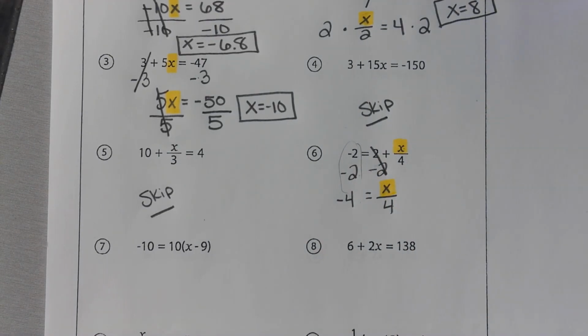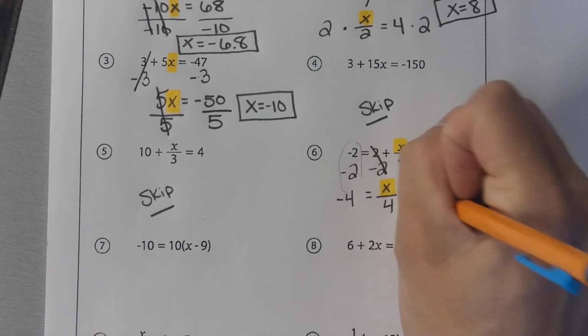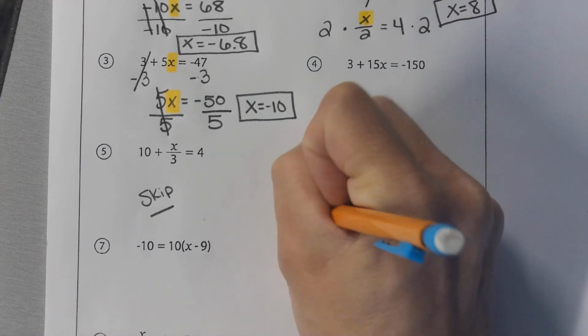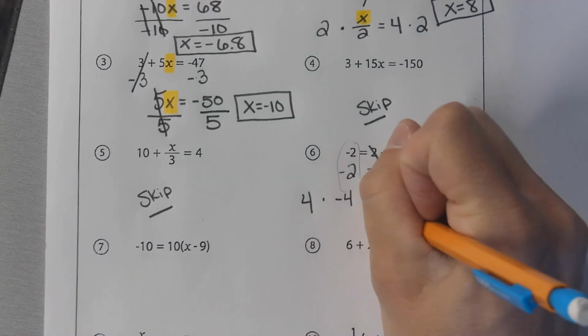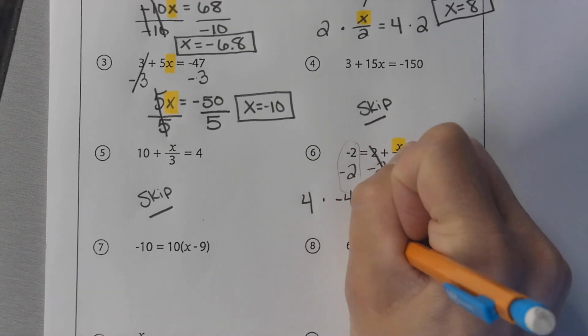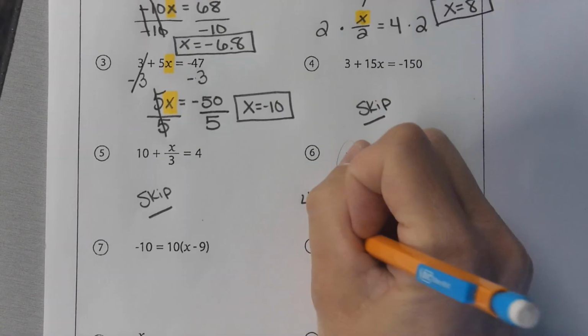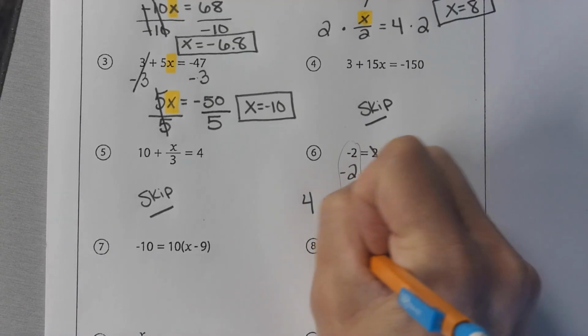Times it by what? Just 4, yep. If this had been -4, I would multiply it by -4, but it's a positive, so I only have to multiply by +4. X equals, yes. Nice.